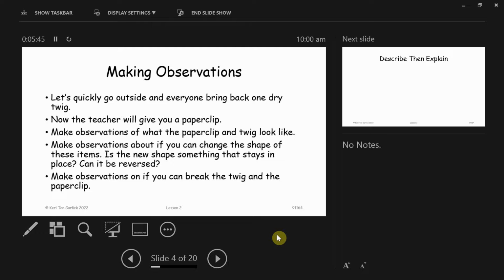Breaking the twig, how was that? Easy. What about the paper clip? No. That was really hard. A lot of you guys were trying to bend it quite a few times. And we'll talk about why that was the case. So, like I said, I want to make some observations. Have you guys ever thought about why these two things have such different properties? Why does the metal have these sort of properties, whereas the piece of wood doesn't?